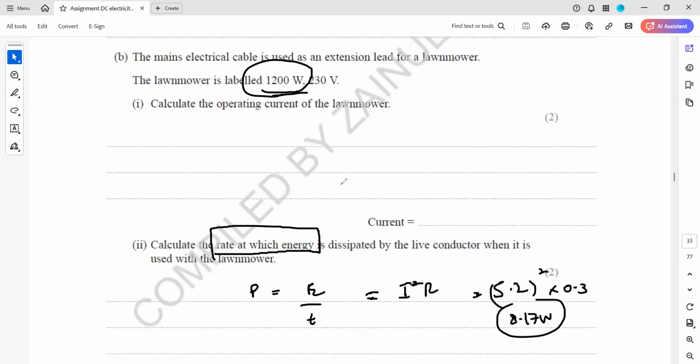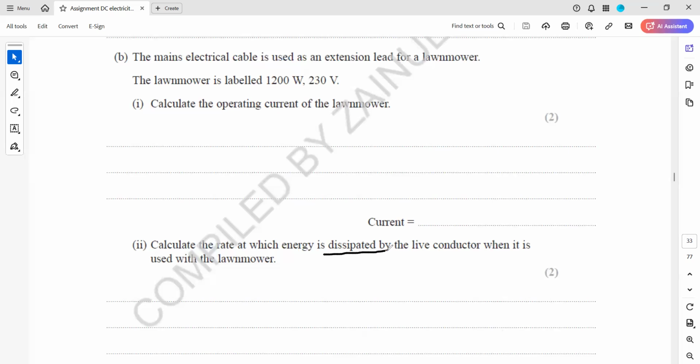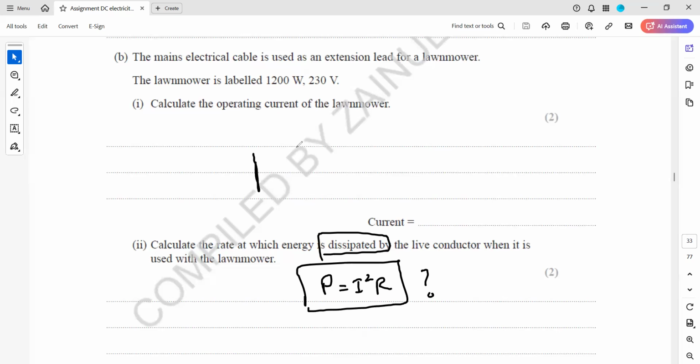It is a power, the unit of power is watts. So whenever a question is there, power dissipation, always use the formula P equals I squared R. Always. Because look, the lawn mower is labeled 1200 watts, but because of the resistance of the circuit and the current which is passing, it produces heat energy and some of the energy will be lost. So that power loss is always I squared R.